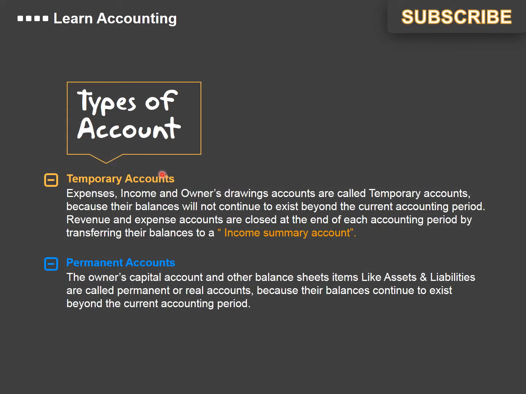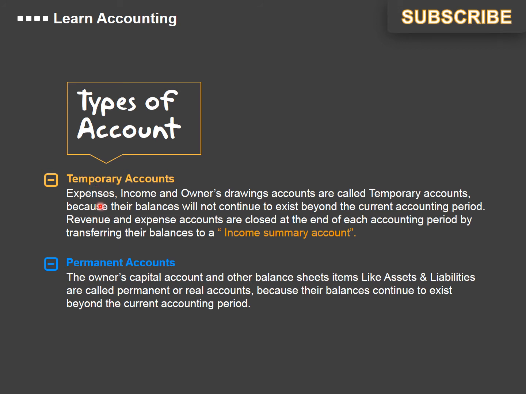So types of accounts we will discuss here in closing entries. There are two types of accounts to close the ledger accounts, like temporary accounts, which includes expenses, income or sales, and owner's drawings accounts. So their balances will not continue to exist beyond the current accounting period, because we need to come up with the net income or net profit.